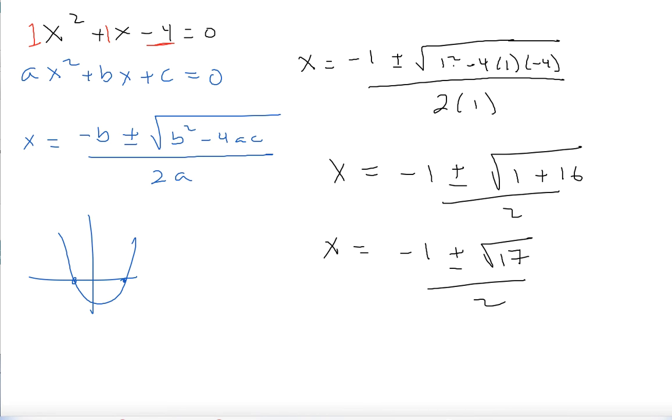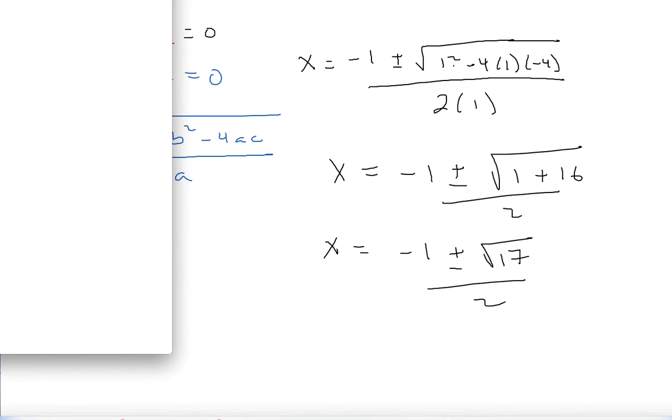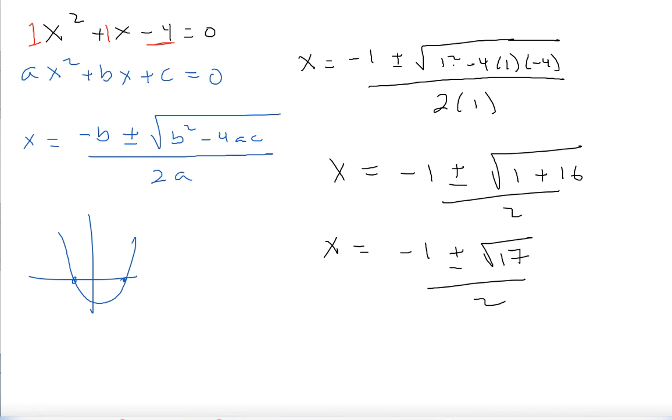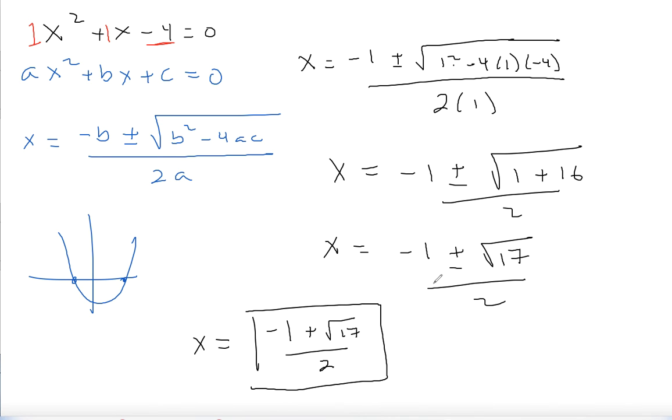And then let me check how the answer, yeah, okay, so the way that you put these in the answer box is, so there are 2 answer boxes, and it's going to go x equals, so in the first answer box, and it doesn't matter the order, I'm just going to put the plus one first. Negative 1 plus root 17 over 2, so that's one answer. And then minus is your second answer, so negative 1 minus root 17 over 2.